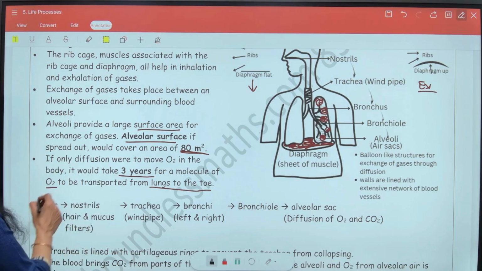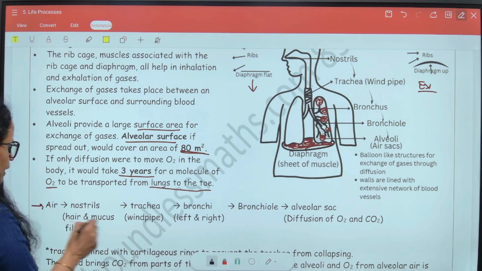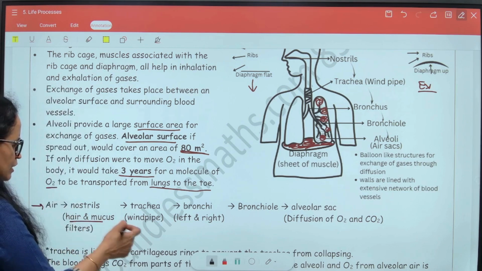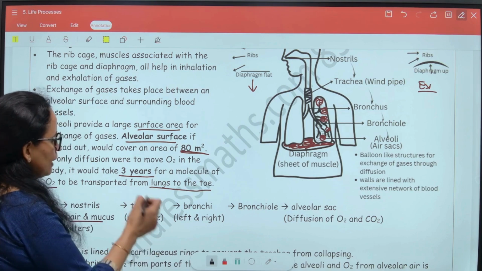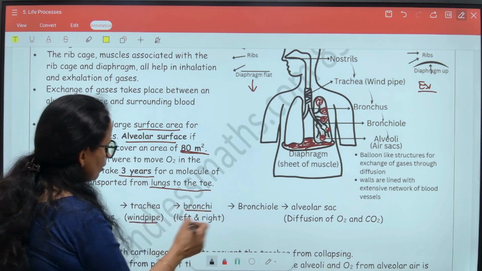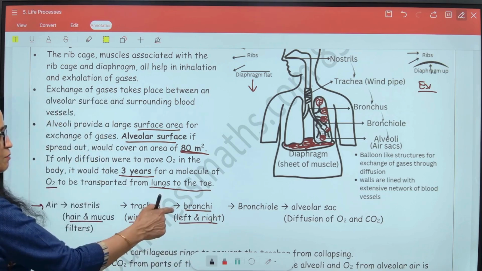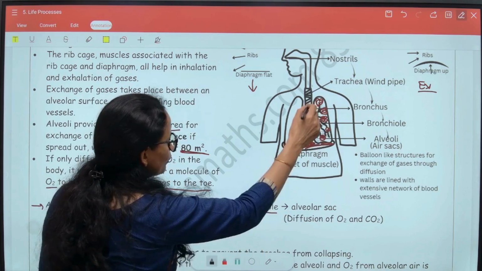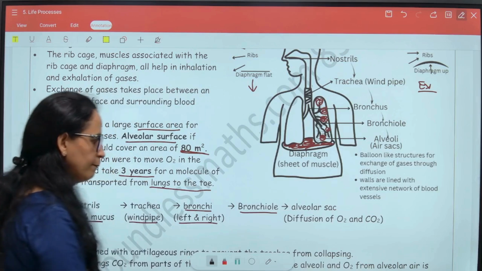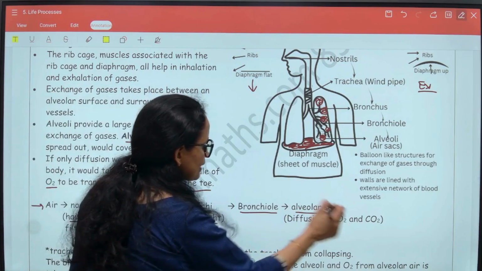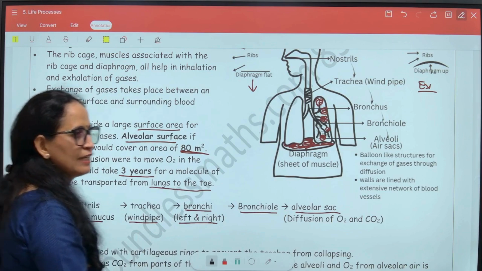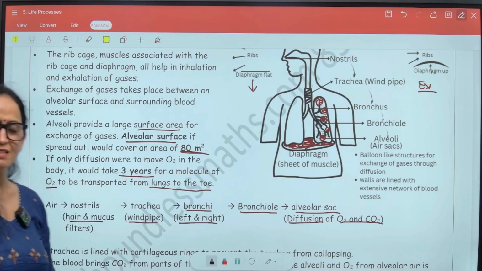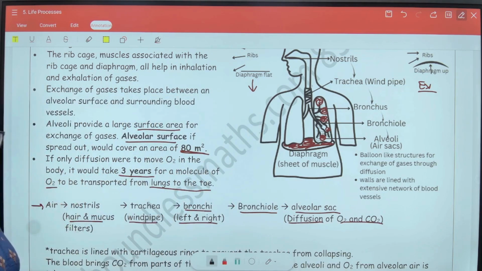So, the air enters the nostrils, where hair and mucus filter the dust particles. Then it passes through the windpipe, that is the trachea, then it reaches the bronchi, left and right bronchi, plural is bronchi, singular is bronchus. Then it reaches the bronchioles, which are the smaller branches coming out of the bronchi. And then eventually the alveolar sac, where diffusion takes place for exchange of oxygen and carbon dioxide. So diffusion takes place only at the alveolar level, right?